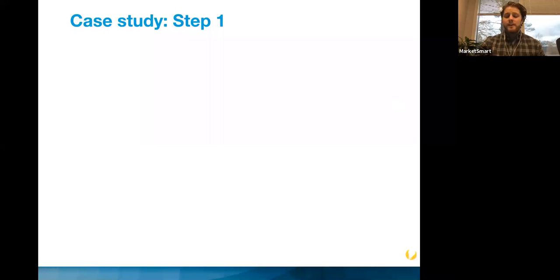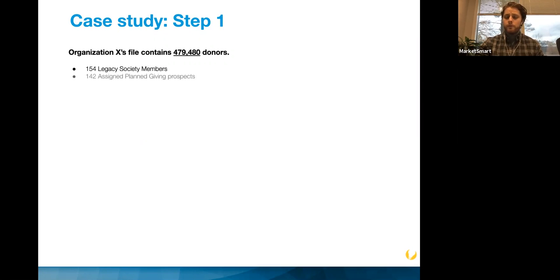Okay, so let's take a peek at what this actually looks like in reality. So Organization X, that's the name of today's organization that we're going to be working with, they have 479,000 unique donors in their file. Now they've already done some work. They have 154 Legacy Society members, 142 that are assigned to a planned giving officer portfolio, 184 that are assigned to a major giving officer portfolio. So they've done some due diligence. They have some folks in some different segments. It's great. It's a big database, a lot of people.